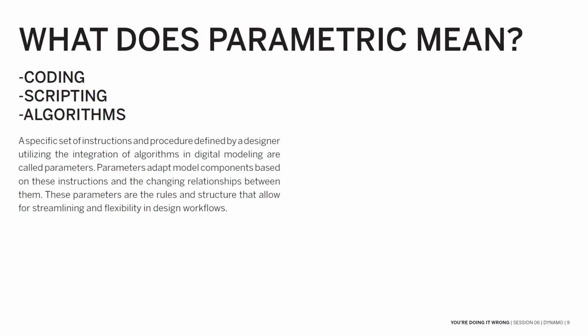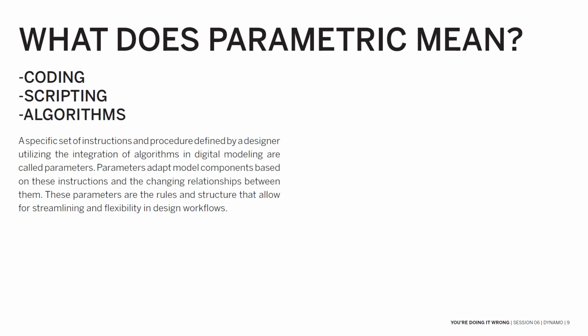So what does parametric mean? Parametric means a set of instructions or procedures that are integrated with modeling techniques that allow for the collection and relation of different elements. So what does that mean? Each element is connected to each other, and when one element changes, the others change as well in relation to that change that happened.